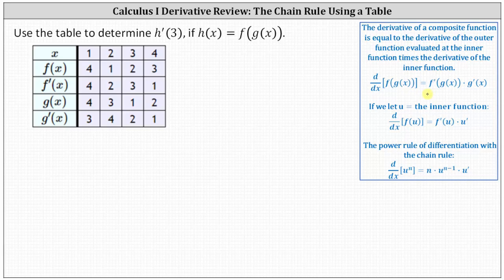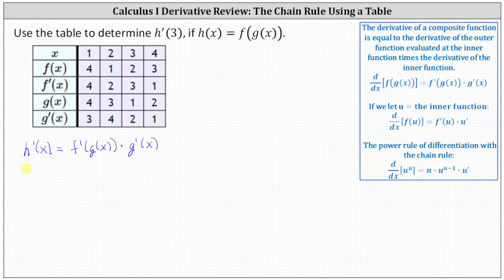This indicates to apply the chain rule, we differentiate the outer function, evaluate it at the inner function, and then multiply it by the derivative of the inner function. In our case, h prime of x is equal to f prime of g of x. Again, this is the derivative of the outer function, evaluated at the inner function, and then times g prime, which is the derivative of the inner function.